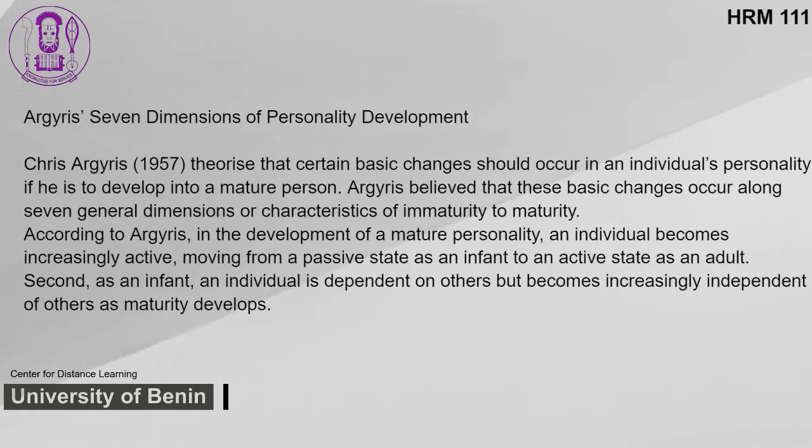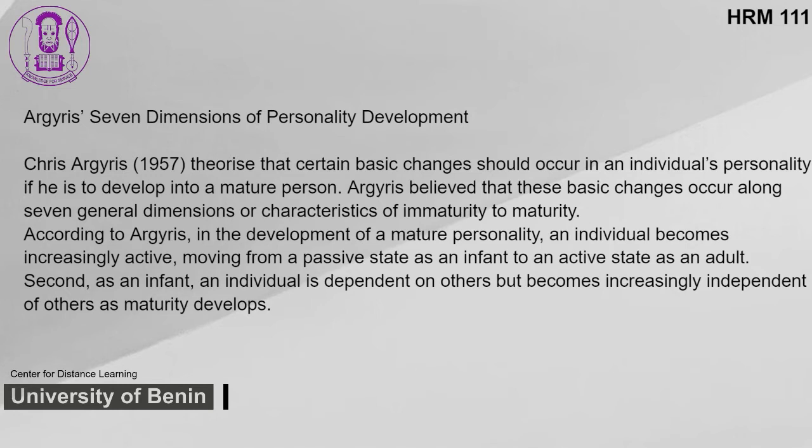Argyris' 7 Dimensions of Personality Development. Chris Argyris, 1957, theorized that certain basic changes should occur in an individual's personality if he is to develop into a mature person. Argyris believed that these basic changes occur along 7 general dimensions or characteristics of immaturity to maturity. According to Argyris, in the development of a mature personality, an individual becomes increasingly active, moving from a passive state as an infant to an active state as an adult.